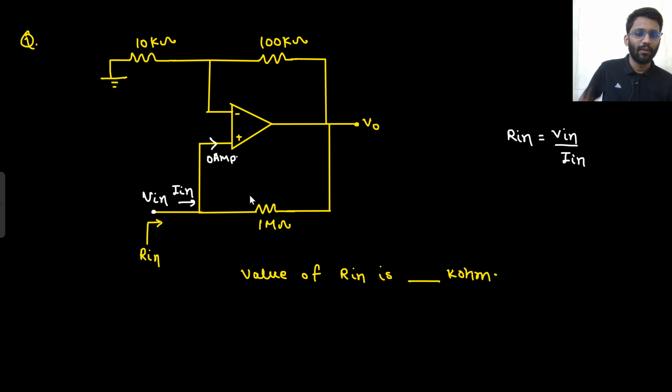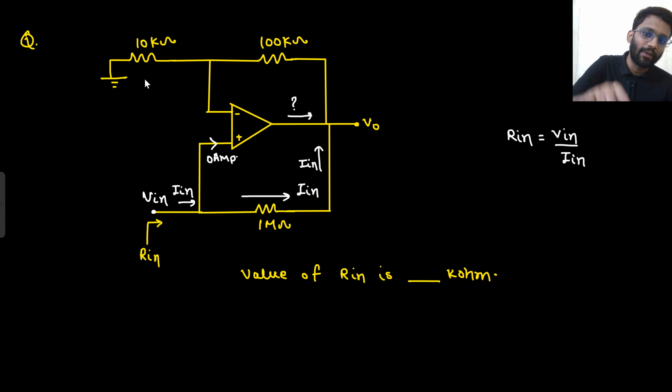This is the ideal op amp. Input current of ideal op amp is 0. This I in will go here for sure, but this I in cannot go here. Why so? Because output of op amp can drive some current. It's not that I in will be flowing like this. So I in need not necessarily be this, because input of op amp will have 0 ampere current, but output of op amp can drive some current.